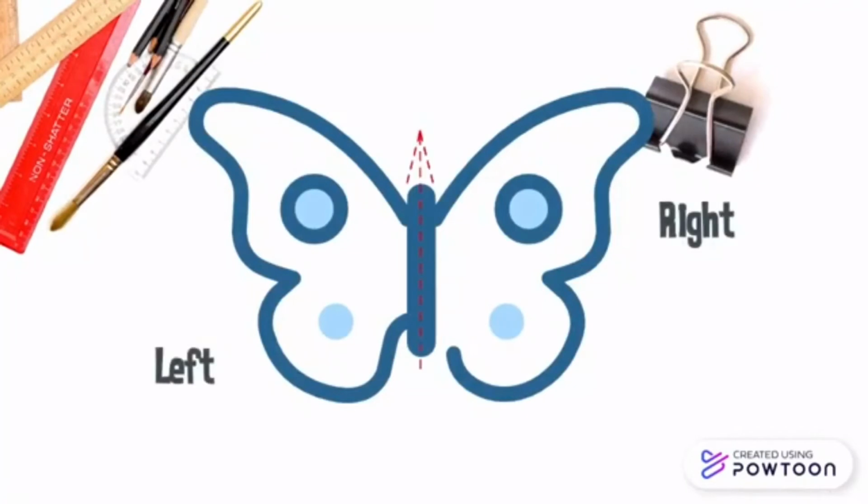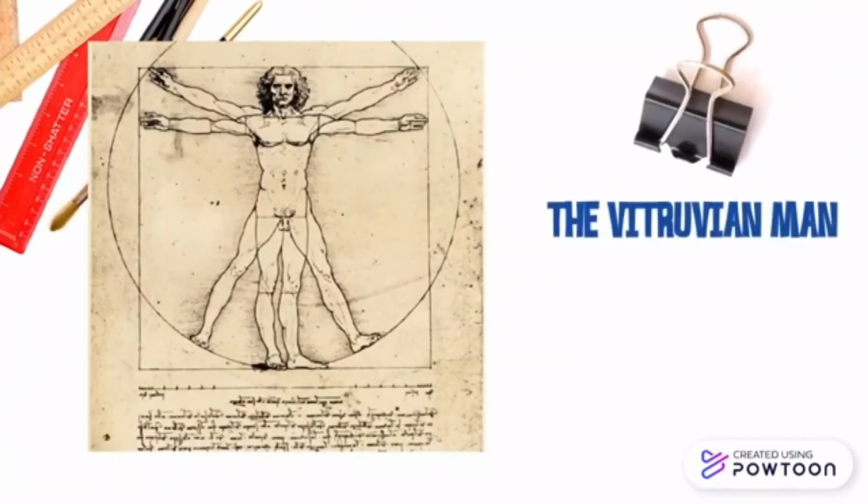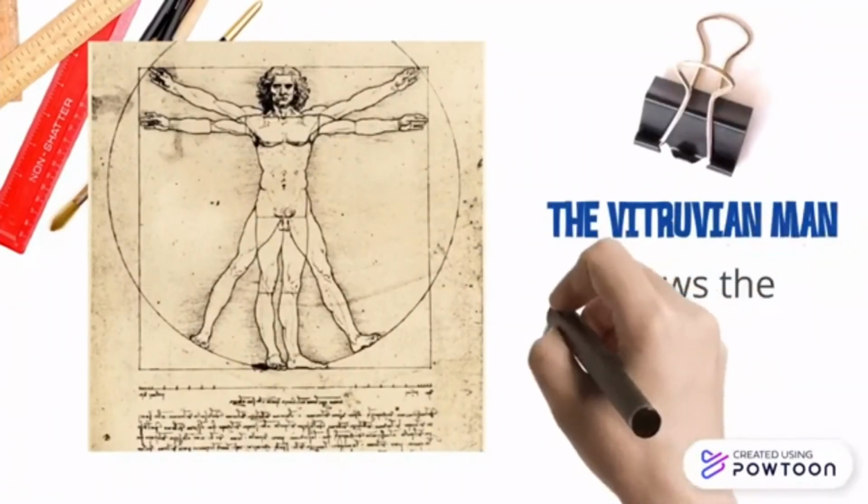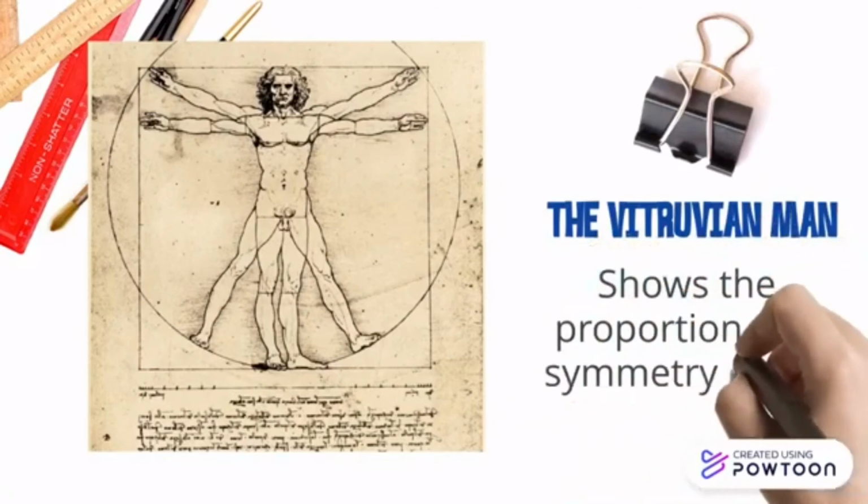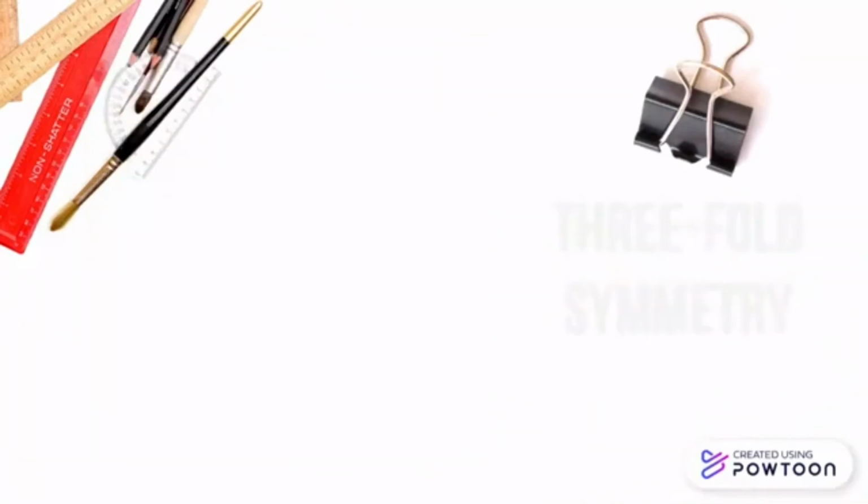For example is this butterfly. When we put the imaginary line, we can see that the left and right wings mirror each other. The Vitruvian Man of Leonardo da Vinci also shows the proportion and symmetry of the human body.